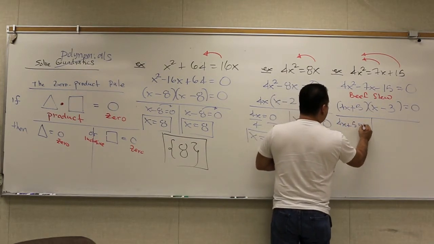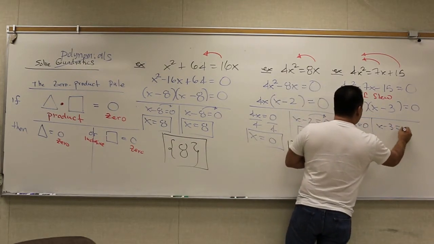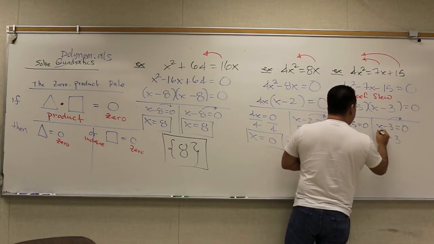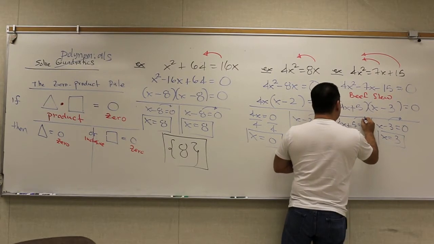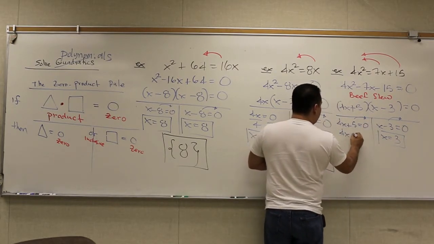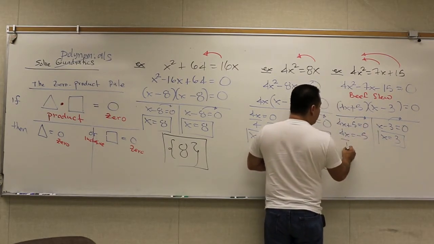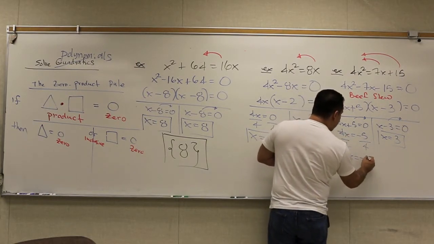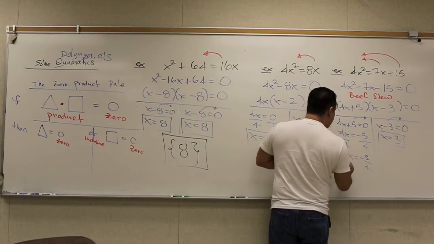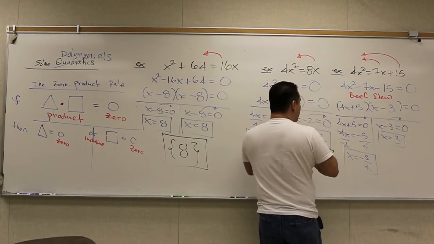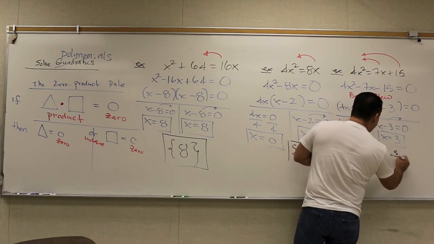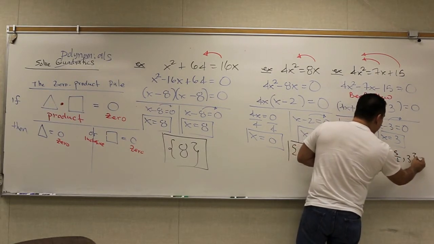4x plus 5 is 0. X minus 3 is 0. Translate, we get x is 3. Translate, we get 4x is negative 5. Now divide by 4, so you get x is negative 5 what? Fourths. So if you had to list your solutions here, you got what? Negative 5 fourths, and you have positive what? 3.